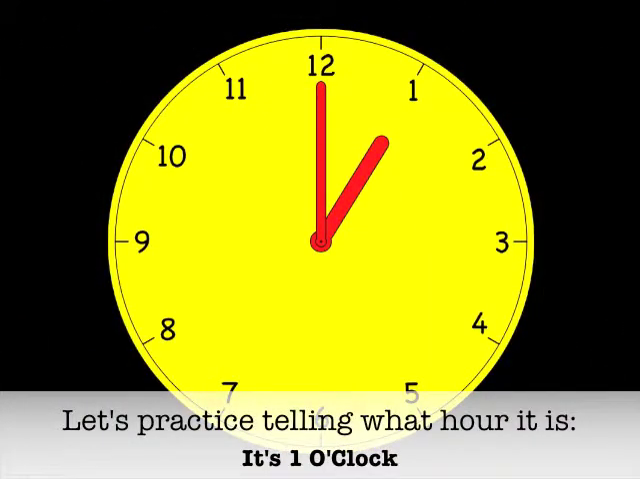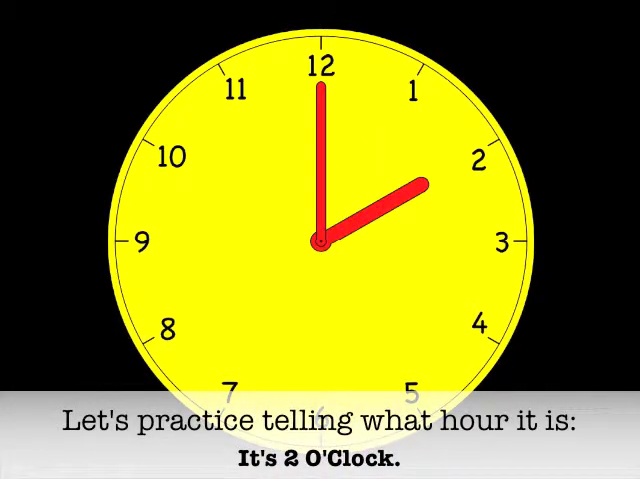Now that we know what the features of a clock are, let's practice telling what hour it is. Remember, the hour hand is the shorthand on the clock. So in this picture, the hour hand is pointing to the 1. The minute hand is at the very top, so we know it is a new hour. So now we know that it is 1 o'clock. O'clock is a special word that we use to tell us the exact hour of time.